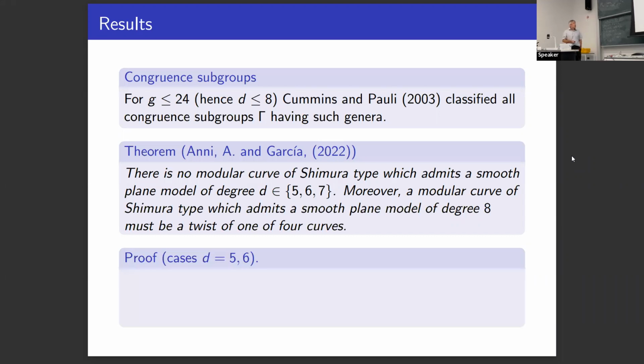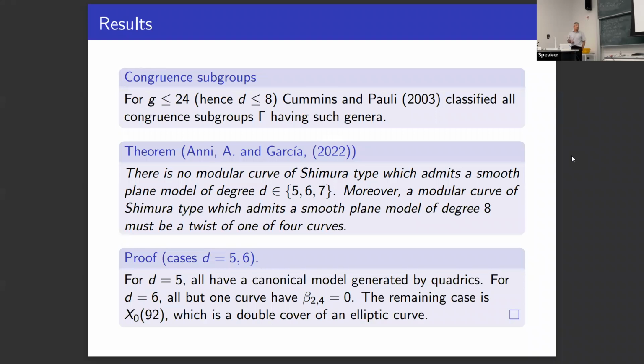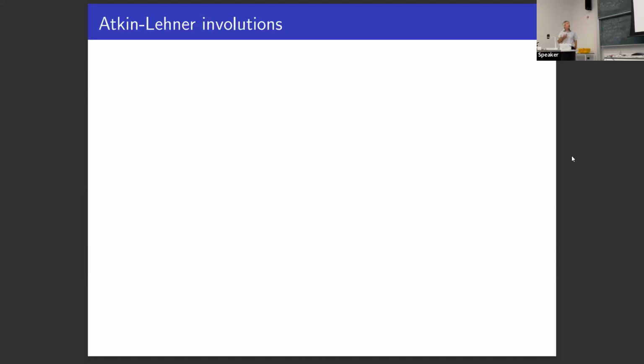Okay. So how does the proof go? Basically, what I just said works only for degrees 5 and 6. So for degree 5, we have a canonical model generated by quadrics. And for degree 6, all but one curve have the graded Betti number equal to 0. This one curve is X_0(92), which is a double cover of an elliptic curve. So it also can't have a smooth plane model. But when you go to higher degrees, we need some more tools.